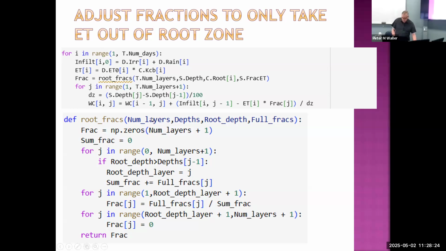And so I put this into my root fracs function. It looks to see which layer it's in. It sums up the fractions like 0.4 plus 0.3. So let's say it's in layer 2, it's 0.4 plus 0.3, which would be 0.7. And then I take my frac as my full fracs divided by my sum frac.